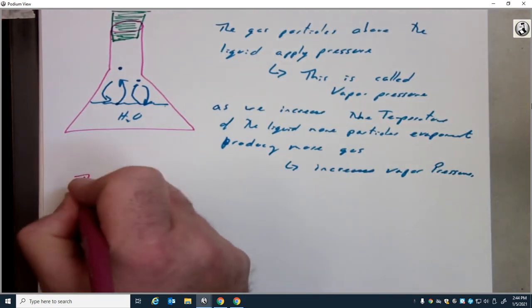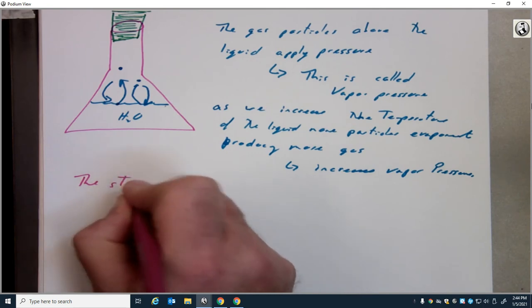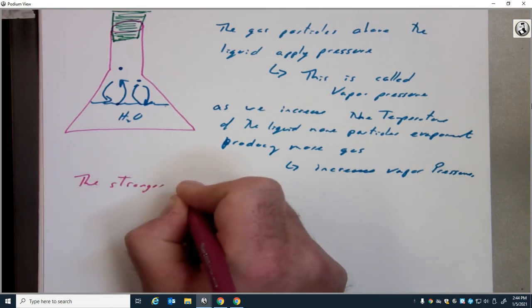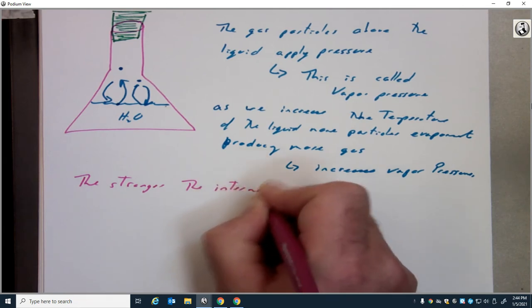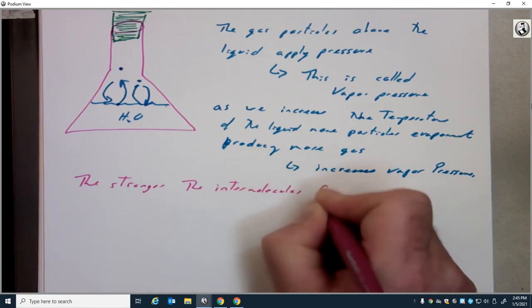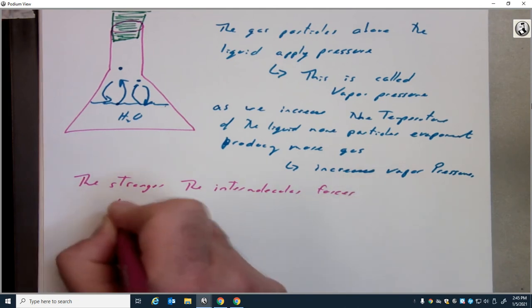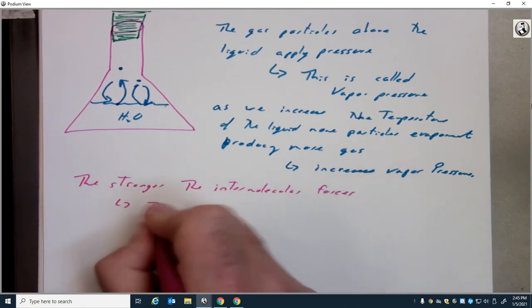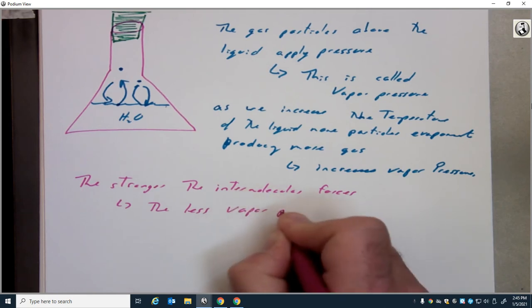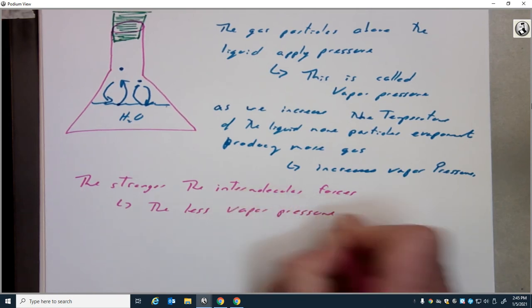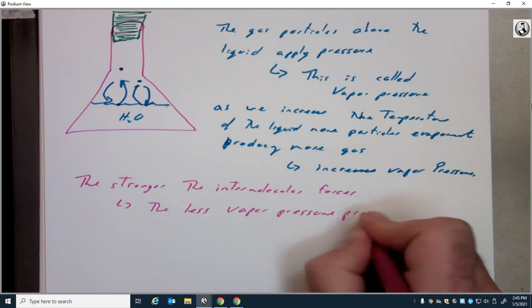So the stronger the intermolecular forces, the less vapor pressure produced.